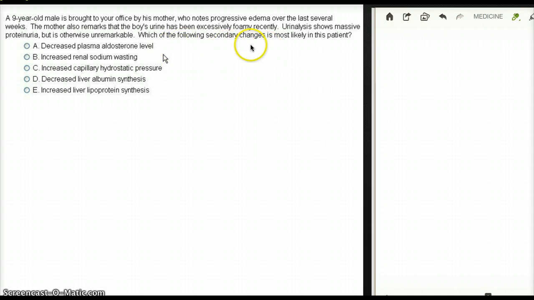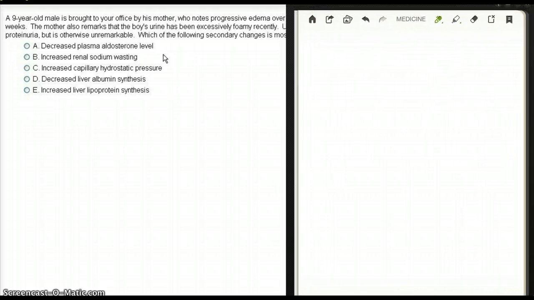Now, which of the following secondary changes is most likely in this patient? So we are interested in the secondary changes. A, decreased plasma aldosterone level. B, increased renal sodium wasting. C, increased capillary hydrostatic pressure. D, decreased liver albumin synthesis. And E, increased liver lipoprotein synthesis. So the options explore one thing: the concept of what happens in minimal change disease.